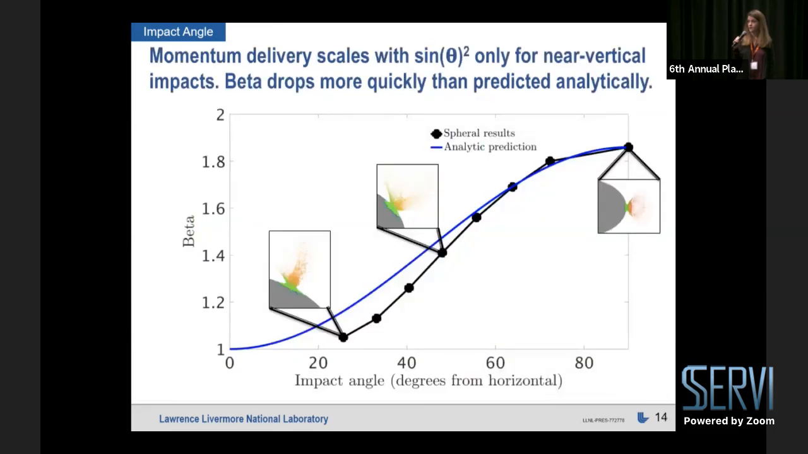Okay. So here we're plotting the analytic prediction we would make based on sine theta squared scaling for these different impact angles. That's in blue versus the numerical results, which is in black. And you see that at pretty close to normal impacts at 60 degrees and above, they agree pretty well. But as you get to more and more oblique cases, they deviate from each other, and beta drops off at a faster rate for the numerical simulations in Spheral, which makes sense because the ejecta curtain is not going to stay symmetric as you get to these very oblique cases.